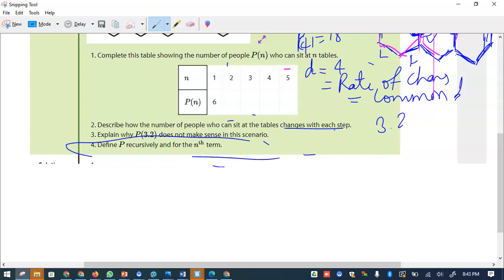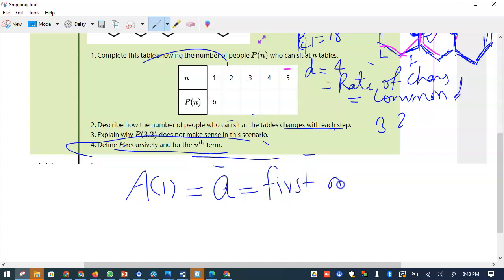So, okay, recursive, what is recursive? The definition, let me write the definition part. Because this is an arithmetic sequence, if you see on the chart, a1, you should know the very first one. This means the very first number, the first number in step one. So you have to mention that.